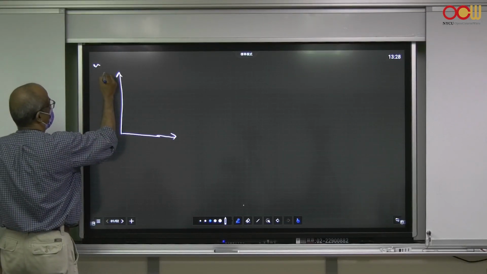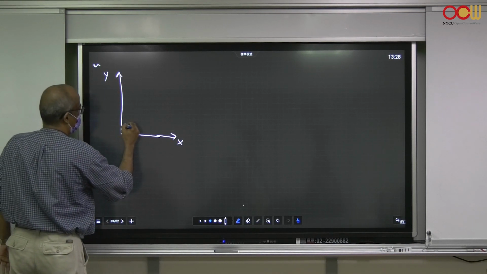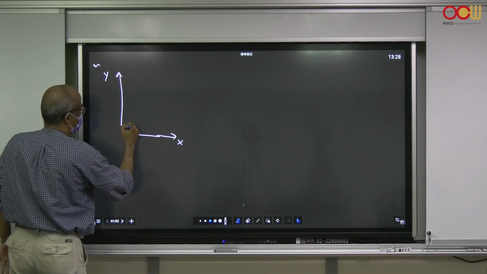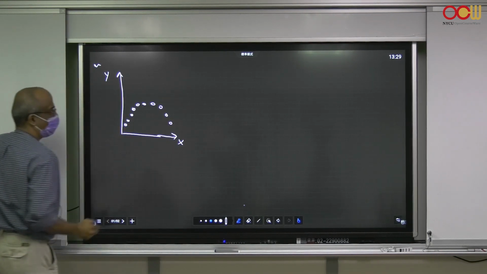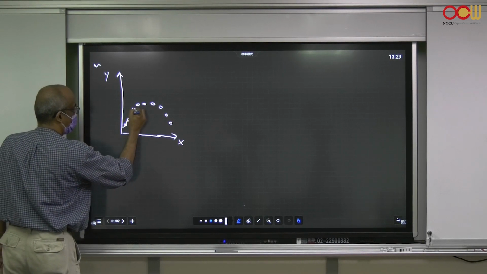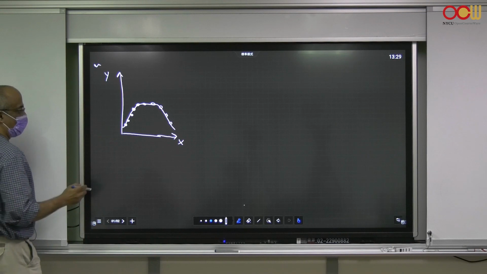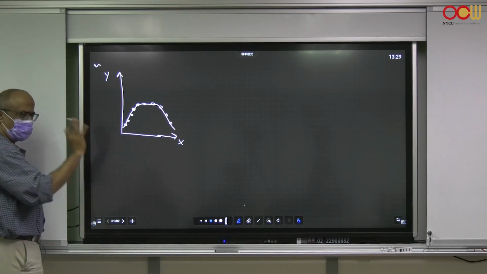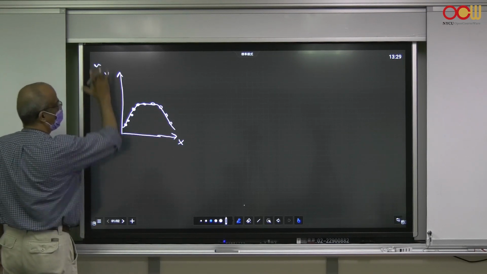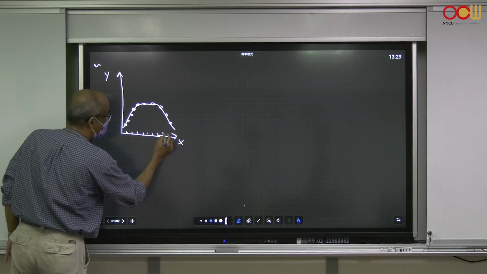So this is our y, that's x. And let's say our figure looks like this. Something like this, and then I join them by some kind of a line. So this is our data. This is x, this is y, okay? I will put some numbers. I will need that later on.